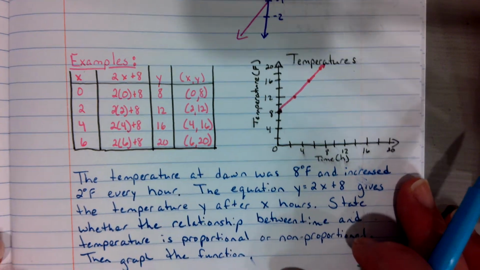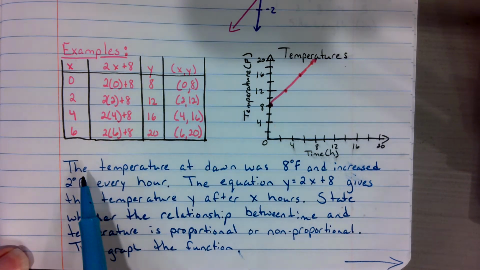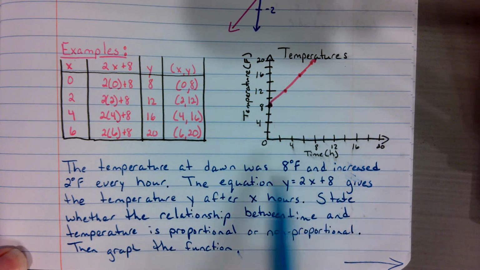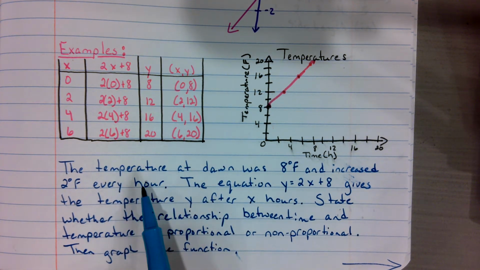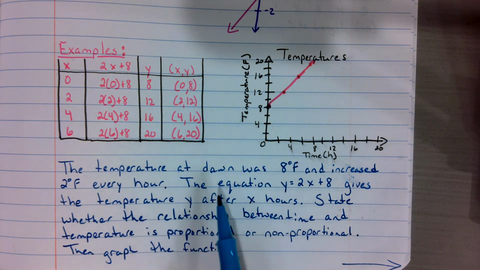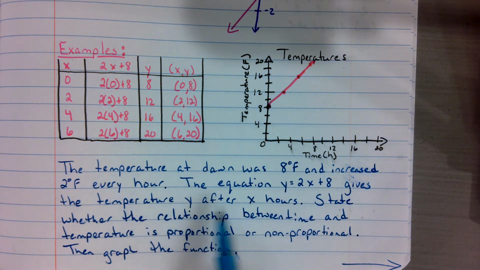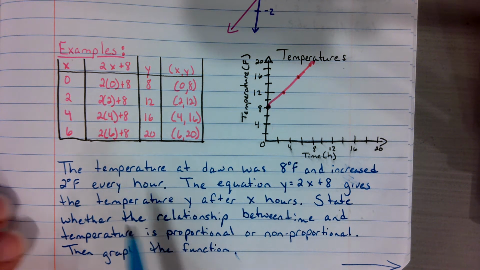So this example here says the temperature at dawn was 8 degrees Fahrenheit and increased 2 degrees Fahrenheit every hour. The equation y equals 2x plus 8 gives the temperature y after x hours. State whether the relationship between time and temperature is proportional or non-proportional, and then graph the function.